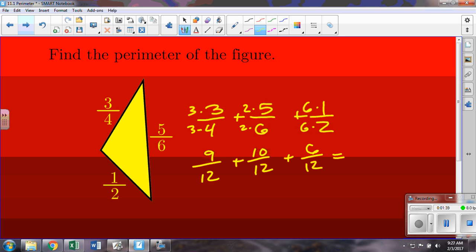Adding up our fractions then, 9 plus 10 plus 6, 19 plus 6 equals 25. 25 over 12, if we divide that out, would give us 2 and 1/12. Thus, we're done. Our perimeter is 2 and 1/12. Using our skills of adding fractions, we know that perimeter is nothing more than adding up those three sides.